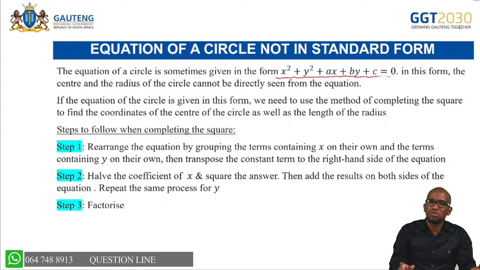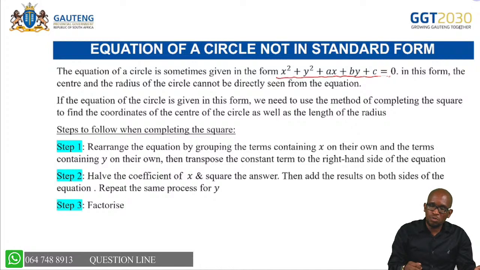First step is you rearrange whatever equation is given in descending order of the leading variable. For example, if you are given x squared plus y squared plus ax plus by, you're going to group the terms that contain x on their own in descending order, which means you start with the highest degree going down, and then you group the ones that contain y, and then you transpose the constant to the right hand side.